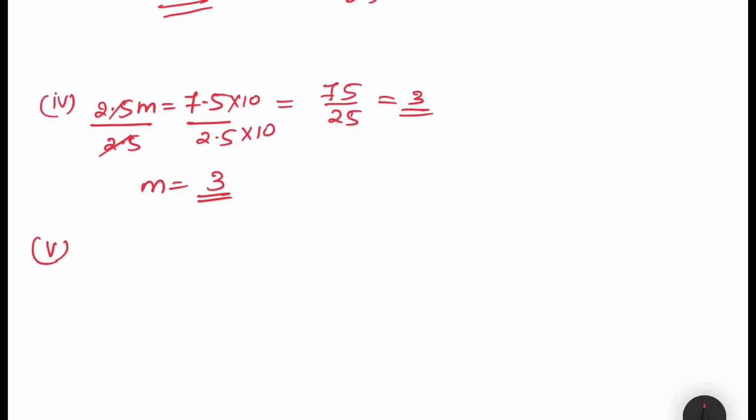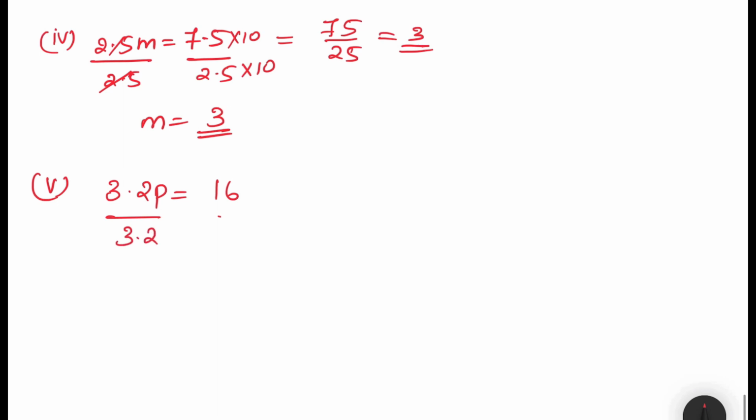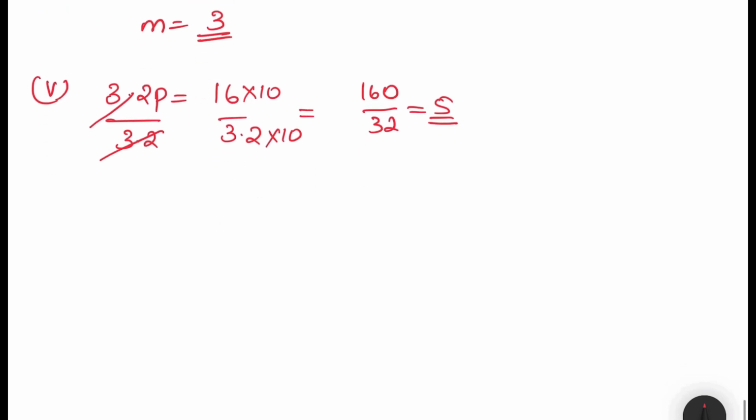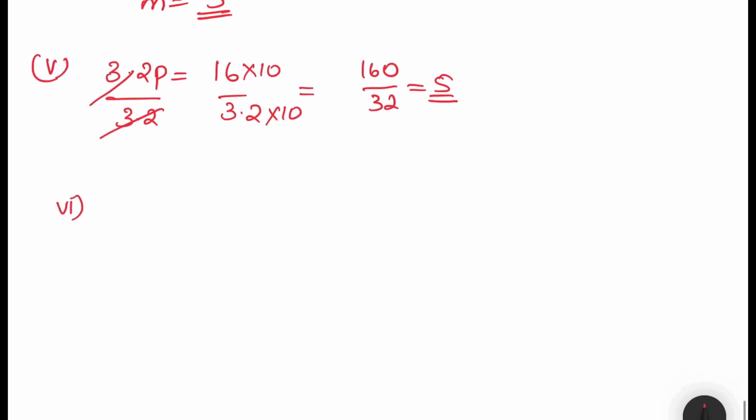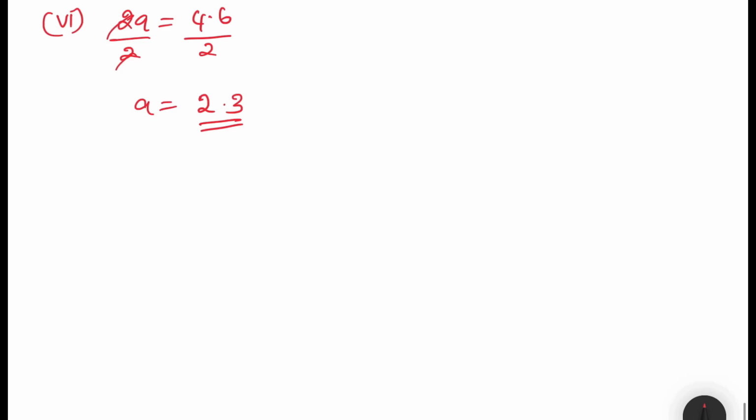Fifth one we have 3.2p equal to 16. Divide both the sides by 3.2. So what you get, this is getting cancelled, into 10 into 10, let me do 160 by 32 will give me 5. Okay, divide it and see, you'll get the answer as 5. Now coming to sixth sub question, you have 2a is equal to 4.6. Divide by 2, divide by 2, you will get a is equal to 2.3. Okay. Now let me come to the fourth main, solve.